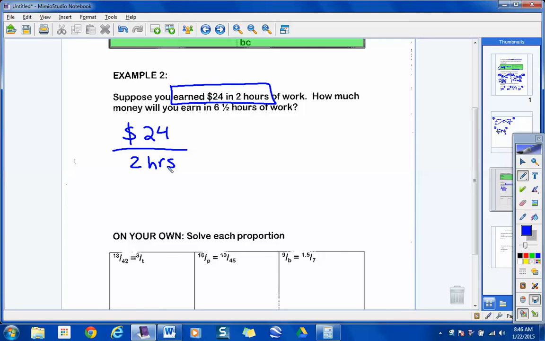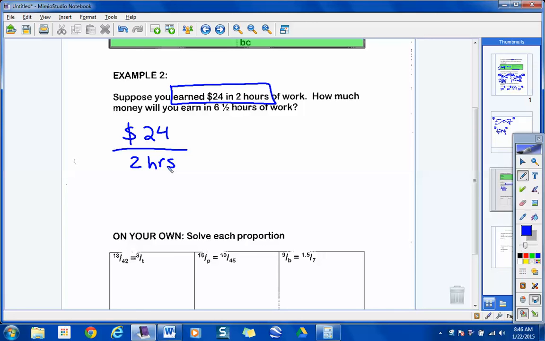The way I've set this up here, guys, up top I'm comparing the amount of money I'm making to the amount of time I'm working. In other words, I'm comparing dollars to what other unit down here below? Hours, right? I'm comparing dollars to hours, okay?